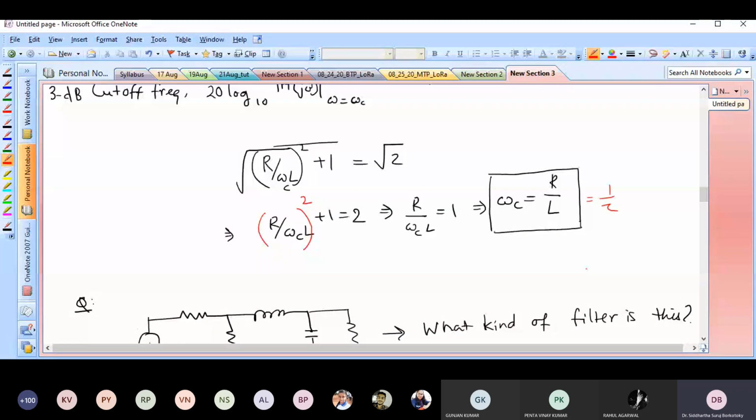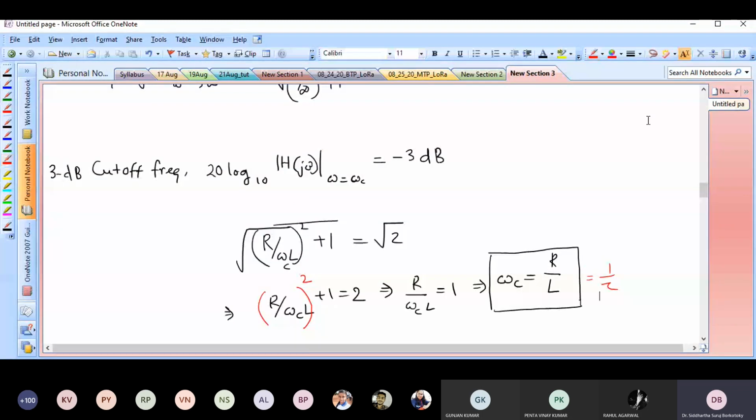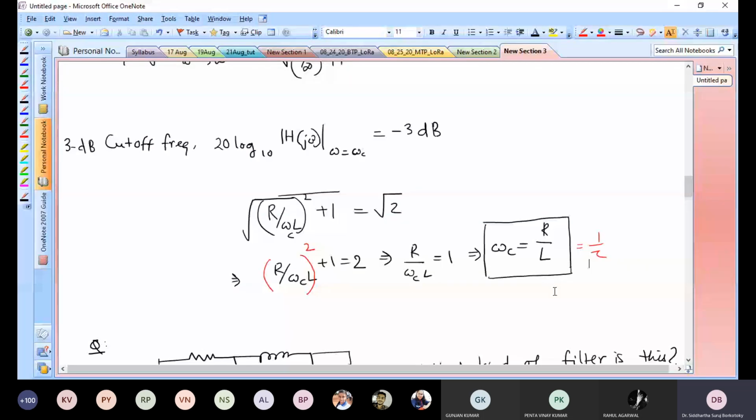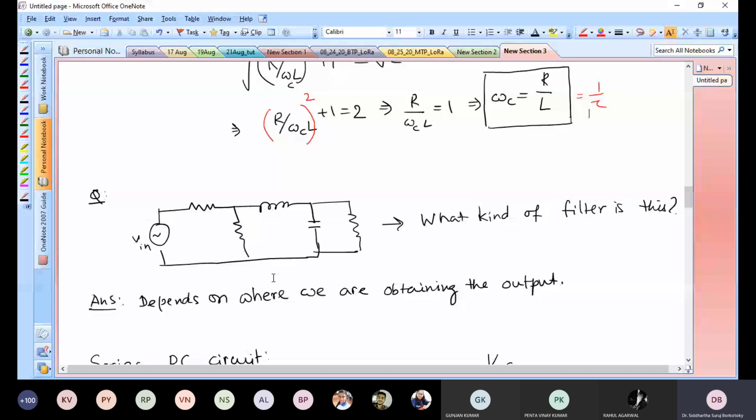So what does it mean? What is the main takeaway from this discussion? If you take this RL filter and take the output across the R, you have a low pass filter. If you take the output across L, it's a high pass filter. That's a very important observation. It says that given a circuit, unless you are told what the output is, you can't tell whether it's a high pass filter, low pass filter, band pass, or band reject, because it depends on where you are taking the output. If I am given some arbitrary circuit like this one, and I'm asked what kind of filter is this, I don't have an answer because I don't know where the output is. You need to ask, what is your output?